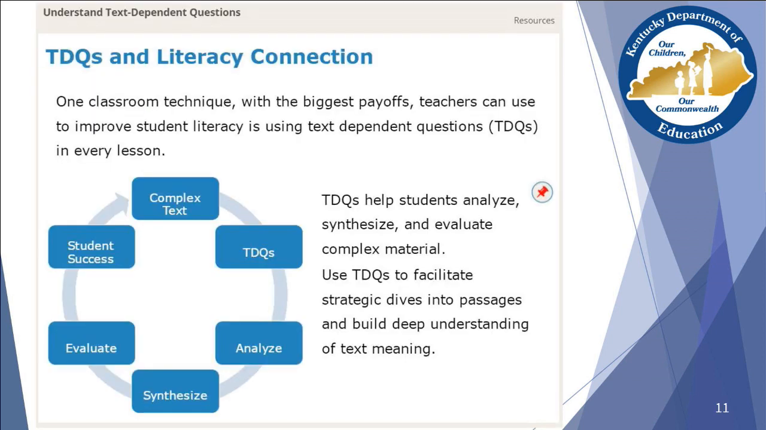Now that we know what text-dependent questions are, let's take a look at how TDQs can be used in every lesson to improve student learning. As you can see in the graphic, we always want to begin with a complex text and, of course, the Kentucky Academic Standards for Reading and Writing. While this graphic doesn't include the KAS, it is important to apply knowledge of the standards from the beginning and throughout the development of TDQs. Using TDQs helps students analyze, synthesize, and evaluate in order to build deeper meaning from the text.